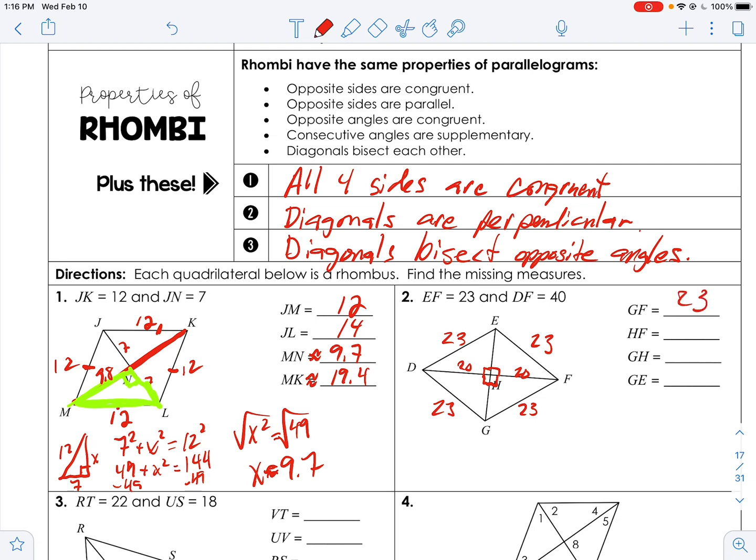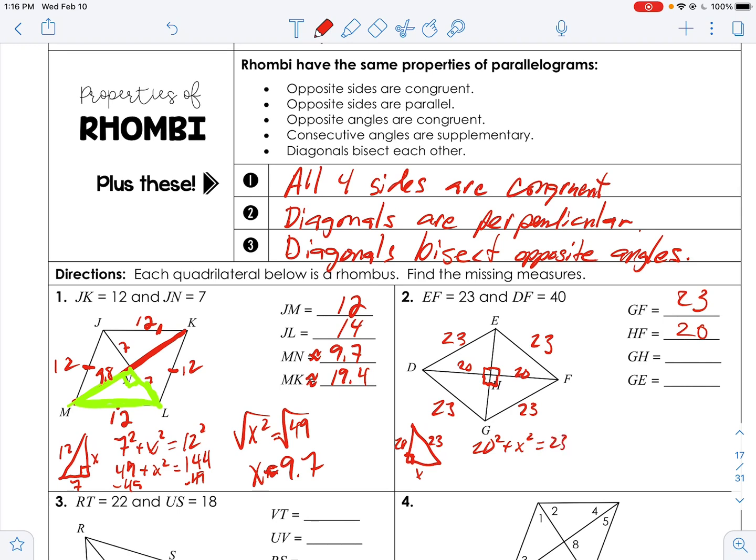Let's find the pieces. G to F, 23. H to F, 20. G to H, we don't know yet. G to E, we don't know yet. We got to double it. It's the same deal. We got a little triangle here. We don't know the bottom, but we know the back is 20, and we know the hypotenuse is 23. That's a right triangle.